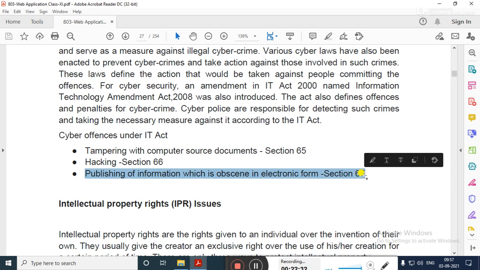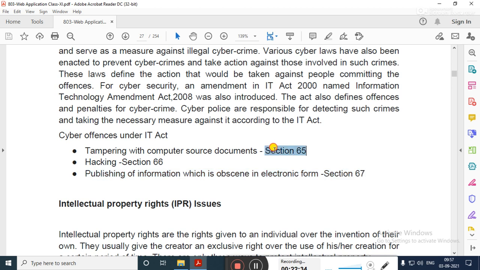Section 65, that is tampering, you have to remember this one. So tampering with the computer is Section 65. Which section is for hacking? This kind of question comes up. The tampering with computer source documents is in which section? Section 65. Section 66 of the IT Act deals with hacking. Publishing information in electronic form is Section 67.